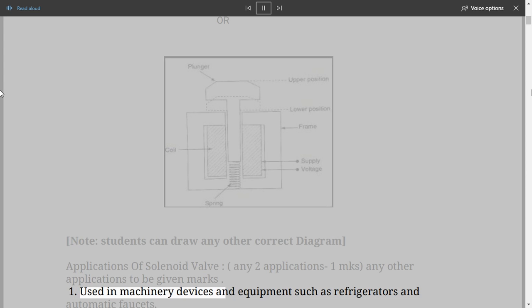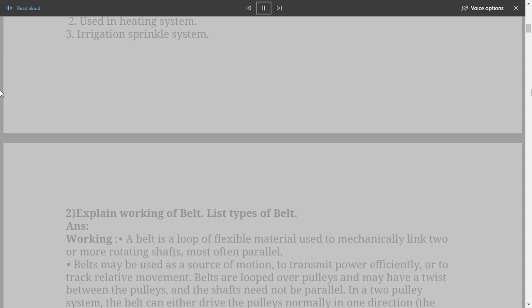1. Used in machinery devices and equipment, such as refrigerators and automatic faucets. 2. Used in heating systems. 3. Irrigation sprinkler systems.